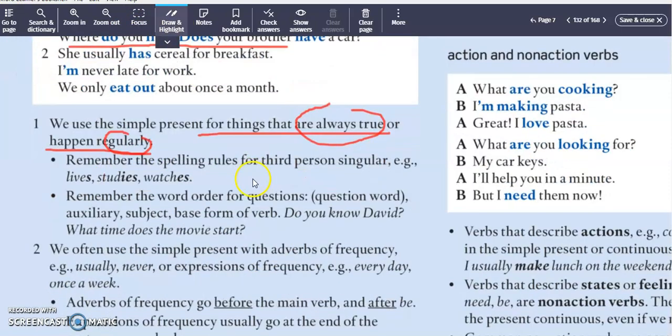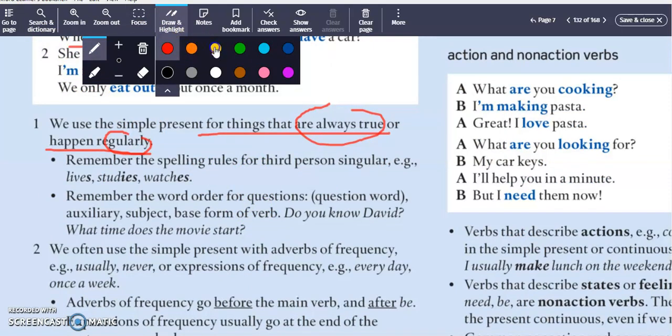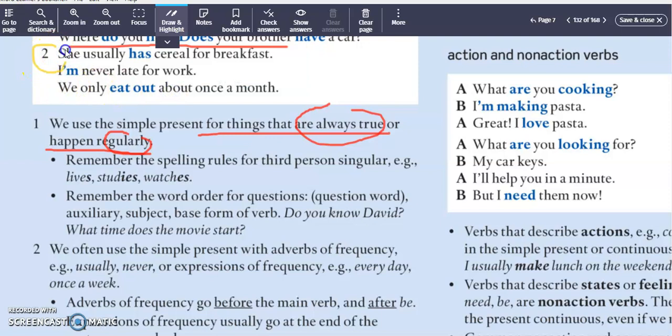Then, in number 2, the second use for this is we often use the simple present with frequency adverbs, or adverbs of frequency, like usually, never, or expressions of frequency, like every day, once a week. Okay? I am never late for work. We only eat out once a month.